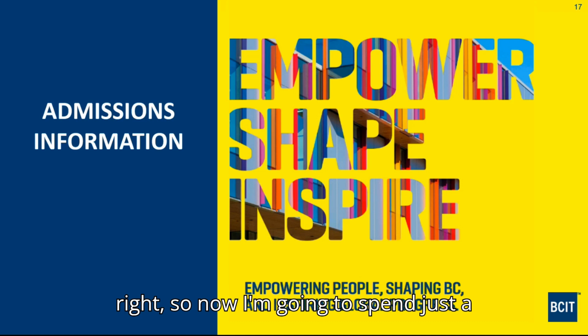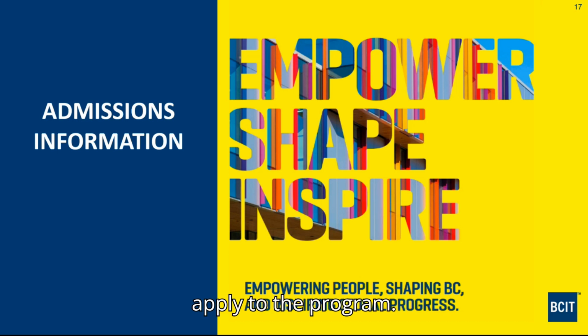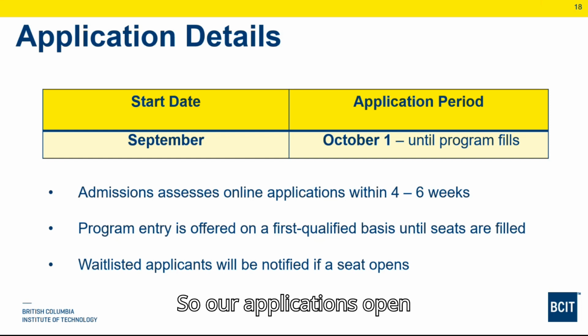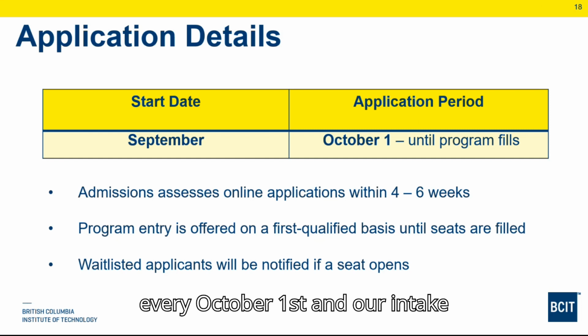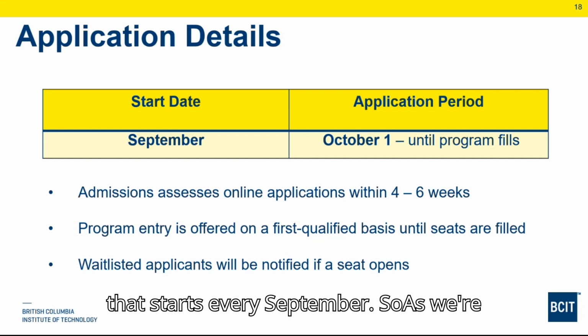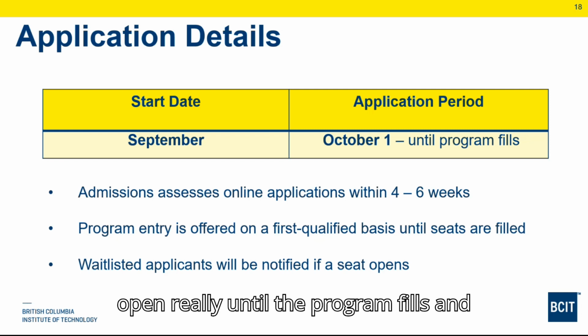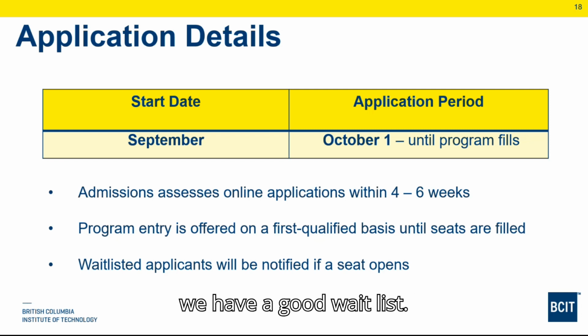All right, so now I'm going to spend just a bit of time going over the admissions requirements and how to actually apply to the program. So our applications open every October 1st, and our intake is in September. So we have a new class that starts every September. So as we're sitting right now, our next application cycle opens on October 1st, and we keep it open really until the program fills and we have a good wait list.